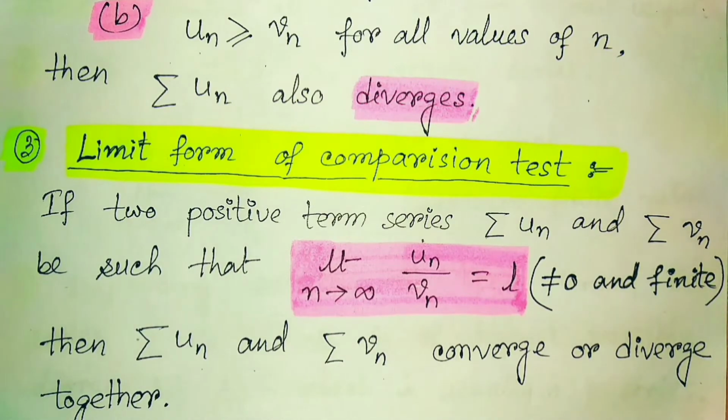That means if vn is convergent and this limiting value is a non-zero finite quantity, then we say summation un is also convergent. Again, if vn is divergent, then summation un is also divergent.